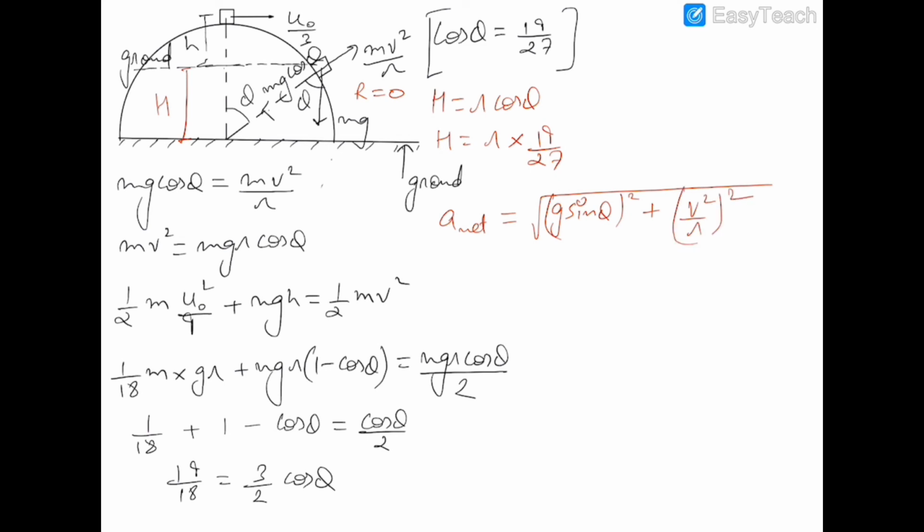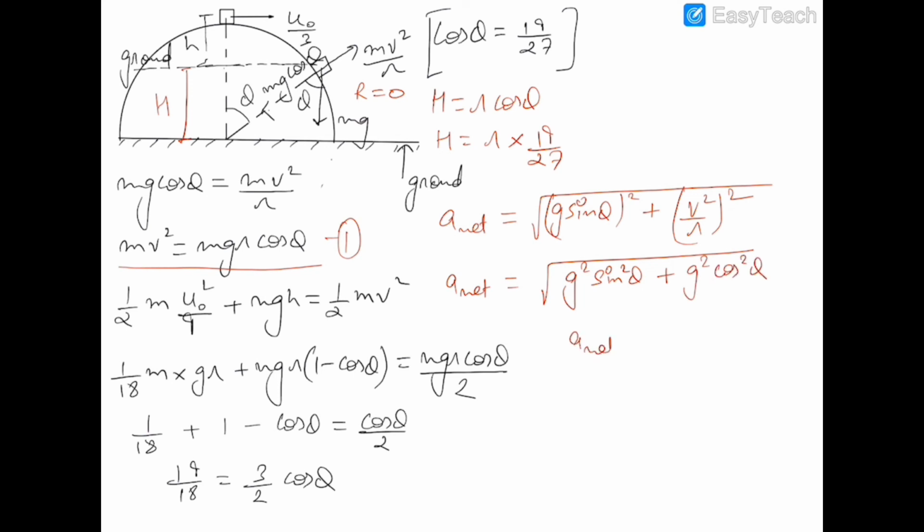So A net will be equal to root of g square sine square theta plus v square by r. From the first equation, v square by r is equal to g cos theta. So it will be g square cos square theta.